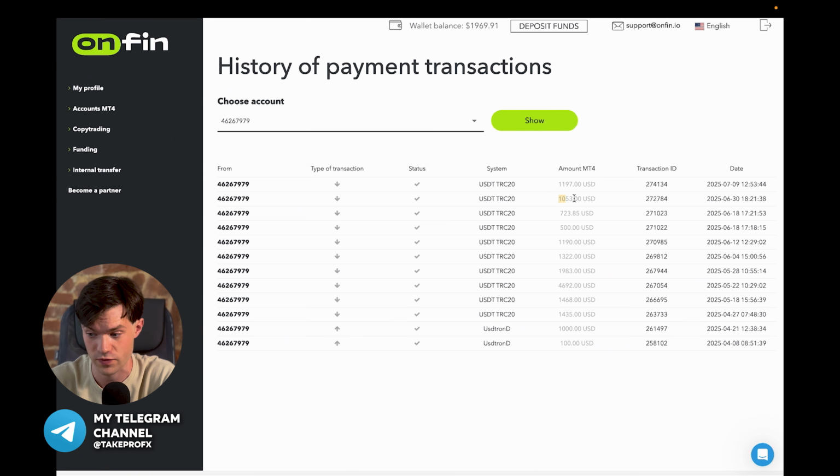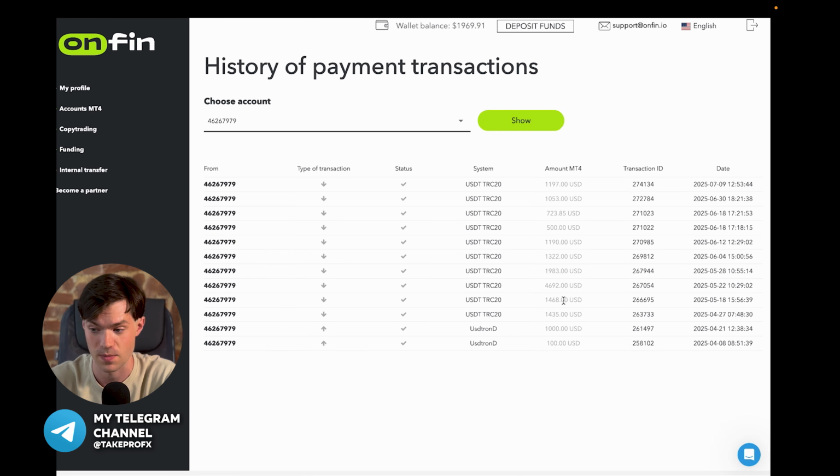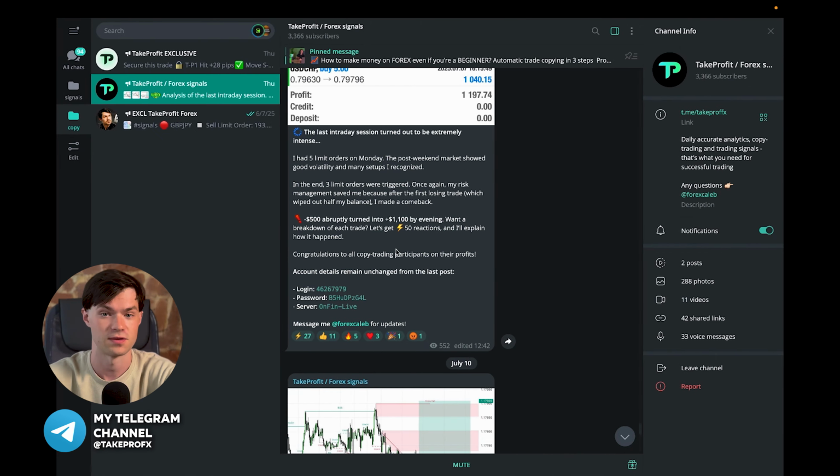Here is 1197, the profit of the last session, and the numbers which you see below are respectively the profit for each session, which I conduct steadily once a week in my Telegram channel. This is public copy trading, so follow the link from the description and write to me to copy all trades from this account.